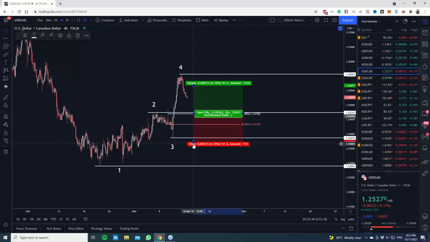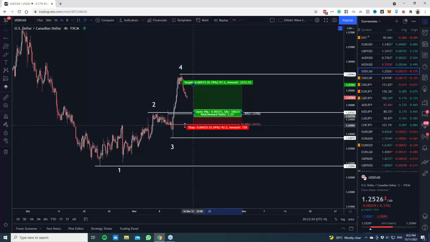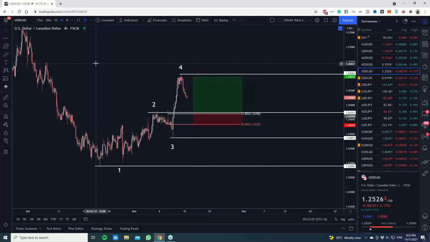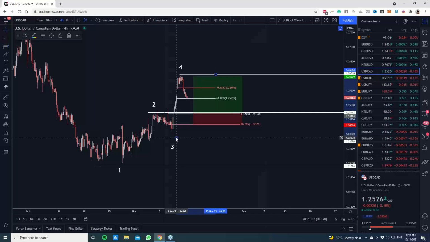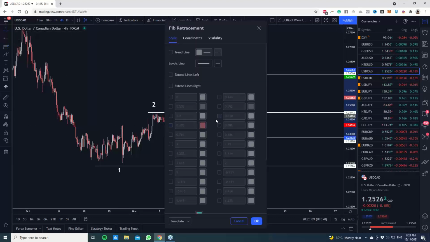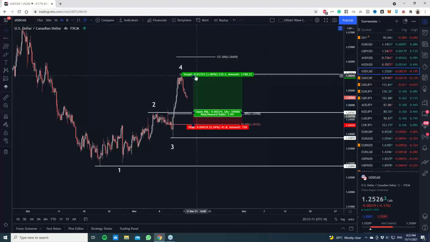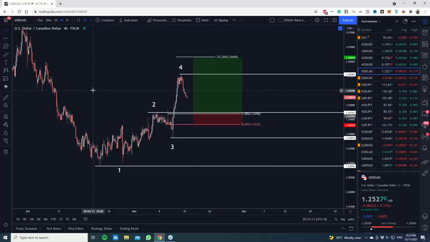Of course, the stop I can put below 0.3, or I can utilize the 786, depending on which one I'm comfortable with. And then for your target, you can place it at 0.4, or you can use your Fibonacci extension. You pull it from 4 to 3, and you'll be looking at the 1.272 extension for your target.